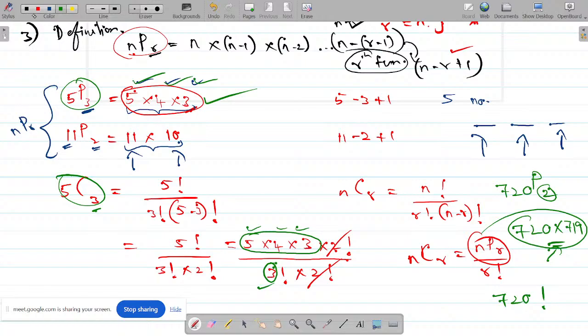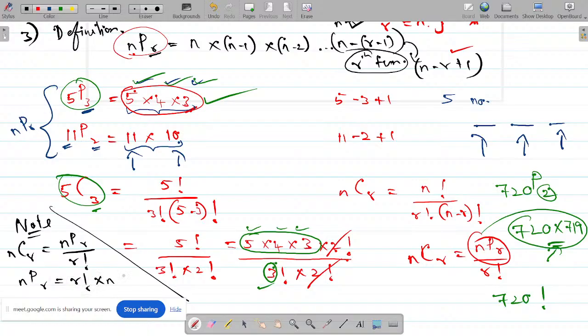Yes, one more point here. Probably I'll make a note here. nCr is nPr divided by r factorial. Please tell me whether you can write nPr is equal to r factorial into nCr. Yes, you can, please make a note of it. In case nCr is given and the r value is given, how can you find nPr?